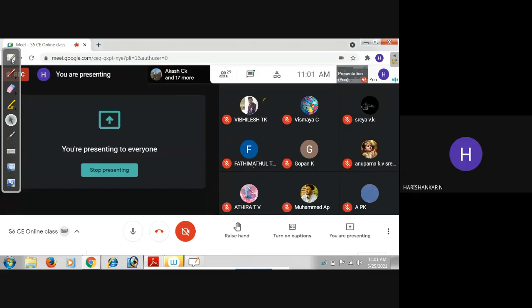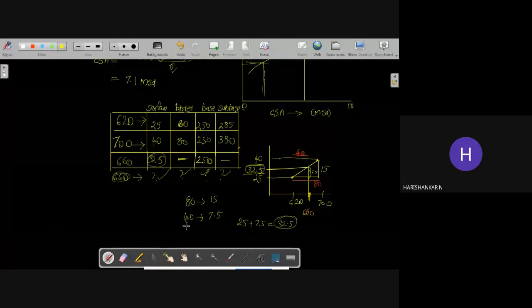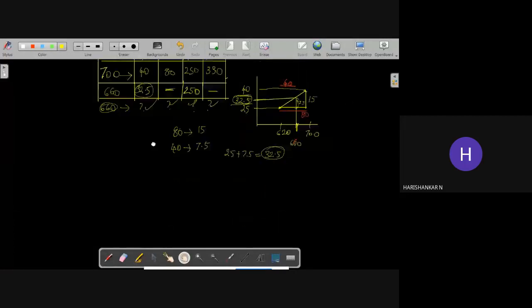That means the load corresponding to 2.5 mm penetration and 5 mm penetration, so that you will get a CBR value for 2.5 mm penetration and another CBR value for 5 mm penetration. Here you have to draw a load penetration graph. The test procedure I will explain in detail later.